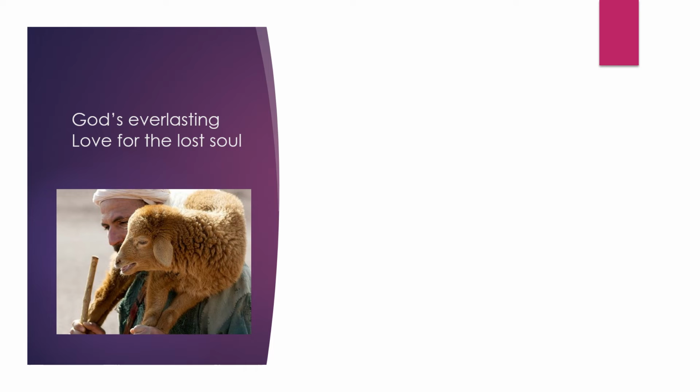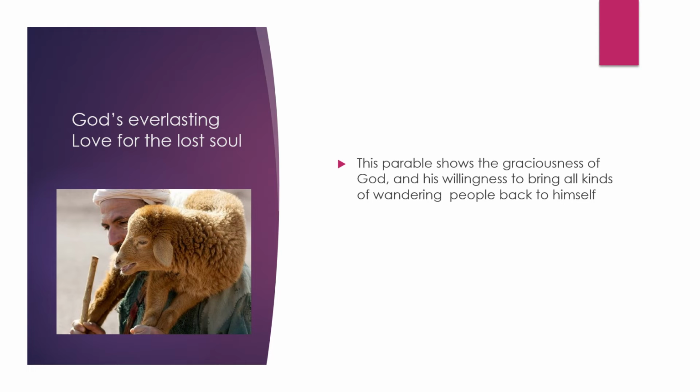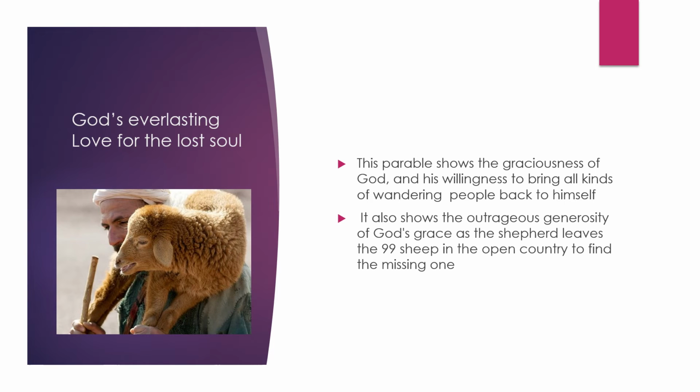In this parable, the shepherd has over 100 sheep, but one ran away. Instead of staying with the 99 he had, he left them in the open and went out to find that one lost sheep. And when he did find the sheep, he brought it back on his shoulders and threw a party for it. This parable shows the graciousness of God and his willingness to bring all kinds of wandering people back to him, and the outrageous generosity of God's grace, as the shepherd leaves the 99 in the open to find the missing one. But this example feels a bit overused.